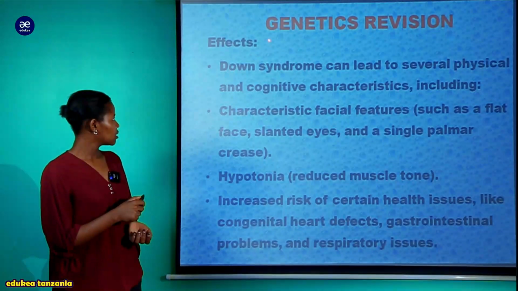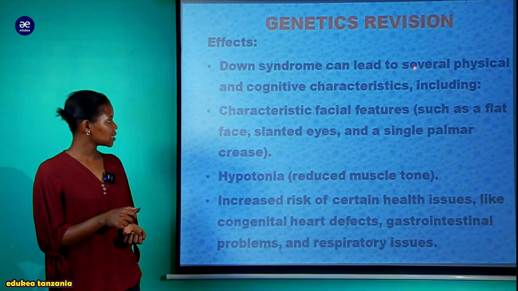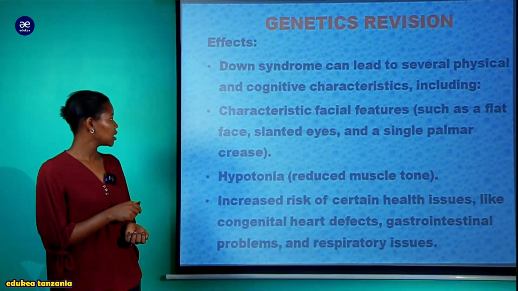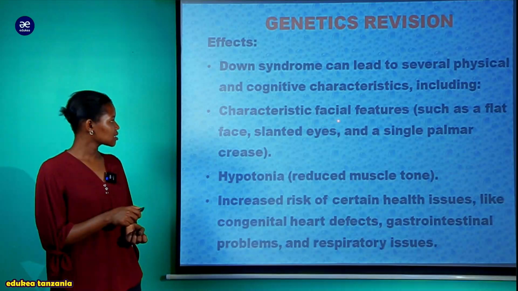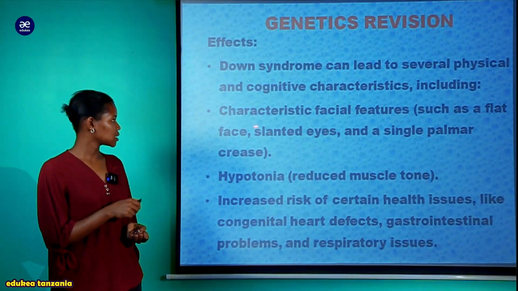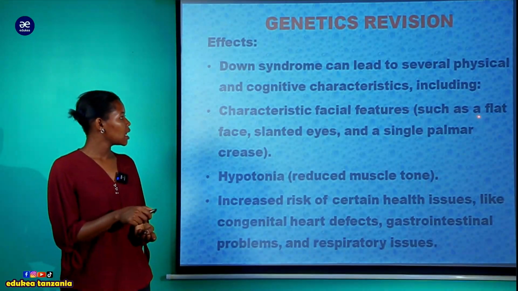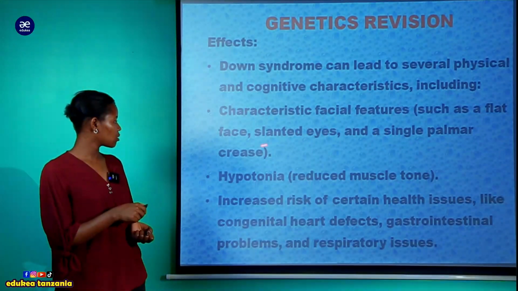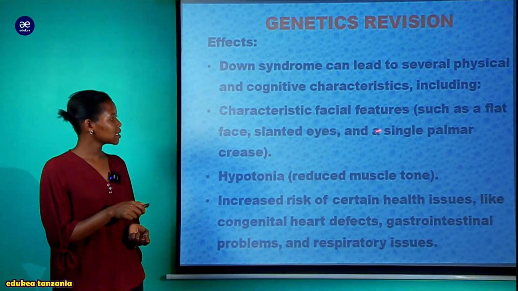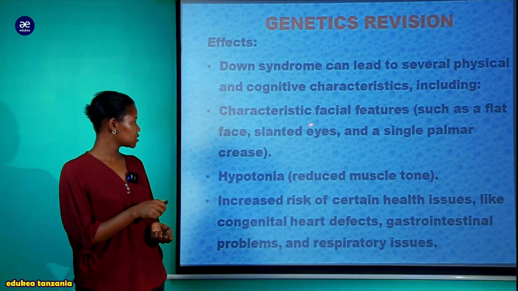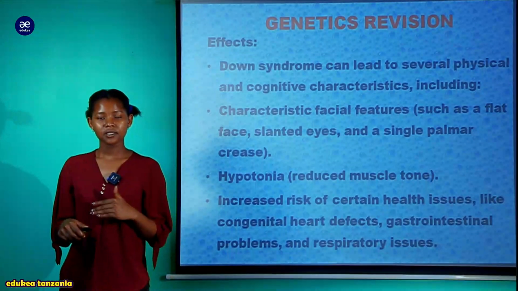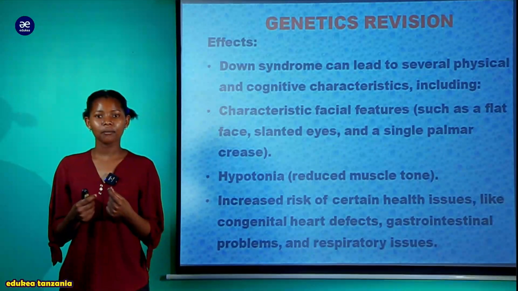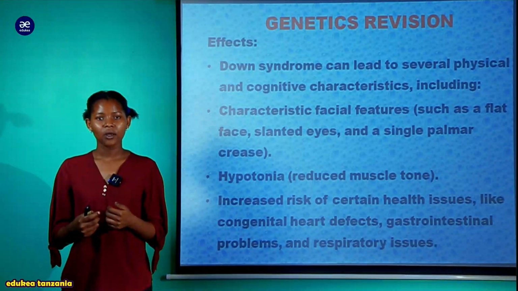You can see the effects of Down syndrome. We can see it can lead to several physical and cognitive characteristics, including, one, characteristic facial features, such as flat face, slanted eyes, and a single palmar crease. Tunaenda kuangalia characteristic facial features. Mtu anakuwa na flat face, anakuwa na slanted eyes, au tunaziita puff eyes.